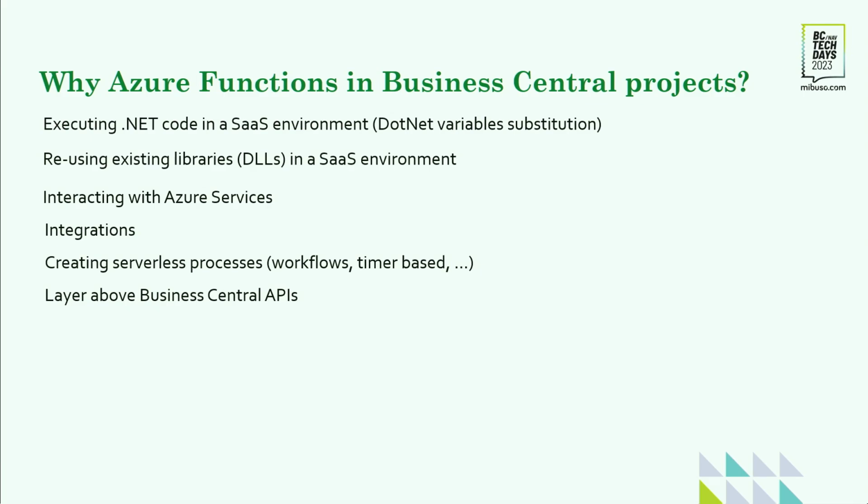So the first need the partner has is executing .NET code in a SaaS environment. You cannot use the .NET variables, so it's one of the needs where you need to do something else, and Azure Function is the most effective way to do that in the cloud. Reusing existing libraries is another problem that partners have. Probably you come from NAV, with a long history, you have custom libraries that you use in NAV, and you would like to use that library, maybe also third-party libraries, in your Business Central SaaS projects, and Azure Function is the way to do that.